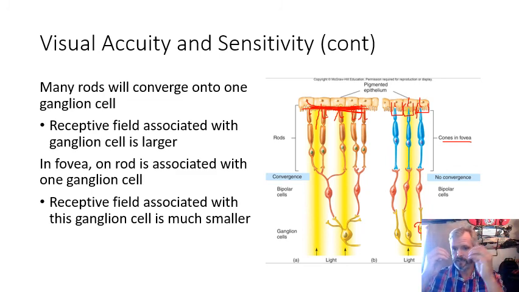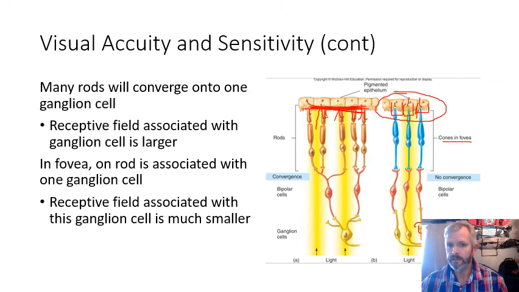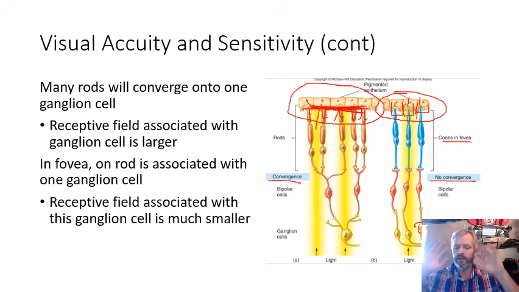Therefore, your brain can put a much sharper image and perception to light coming in here compared to light coming in to those regions where there are more rods. Okay, so it has to do with density and also with the amount of convergence. Very little convergence at the fovea, lots of convergence out on the periphery of the retina.